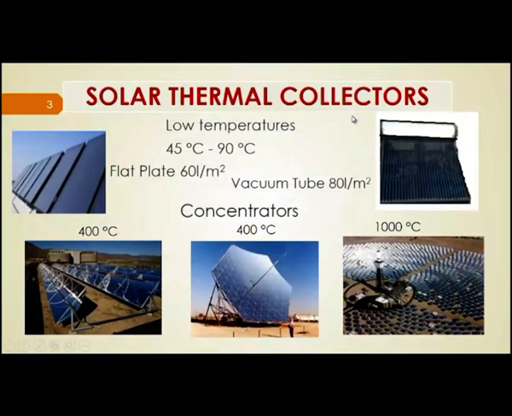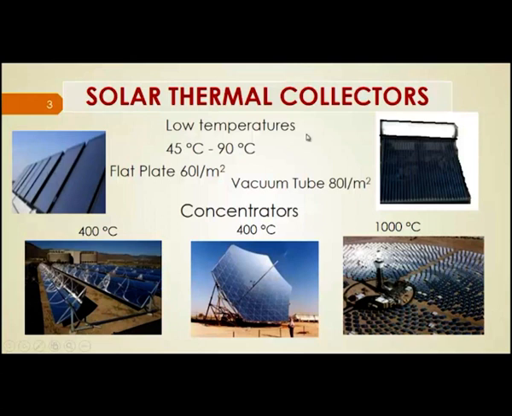And we see different types of solar thermal collectors are available. They can be used for very low temperatures up to very high temperatures. Low temperature solar thermal collectors range from 45 degrees centigrade to 90 degrees centigrade. These flat solar thermal collectors are used to heat around 60 liters of water per meter squared area.